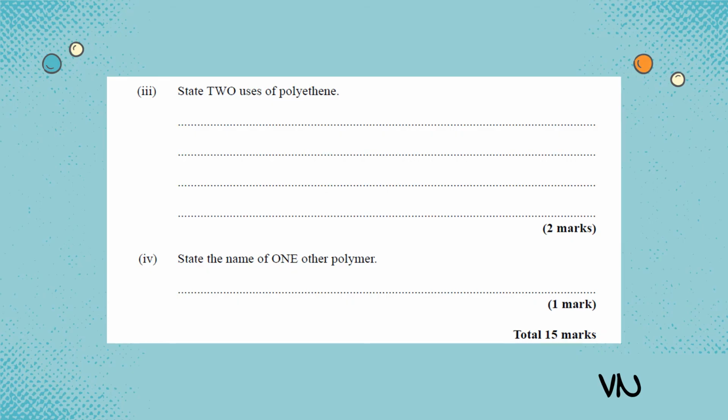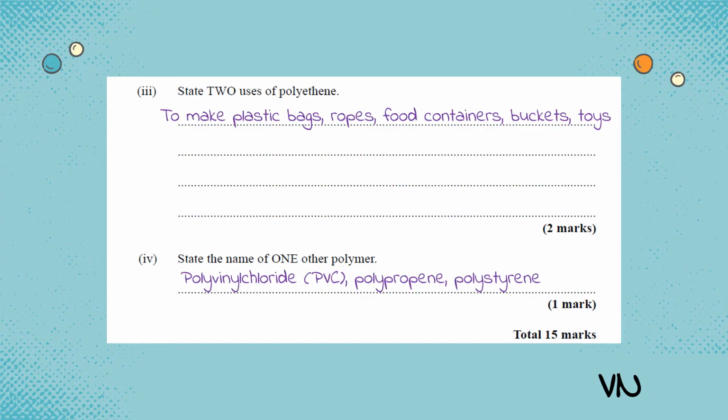Part 3 of the question for 2 marks, so it's 1 mark each. You're asked to state 2 uses of polyethylene. So for every use, you're going to get 1 mark there. And also you're to state the name of 1 other polymer. Possible answers there for uses: to make plastic bags, to make ropes, food containers, buckets, toys, any 2.